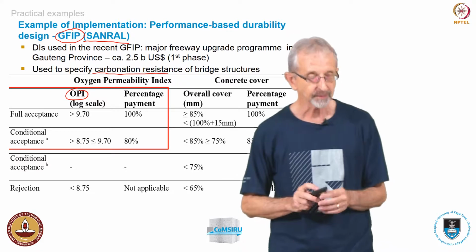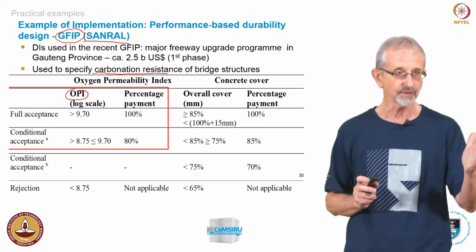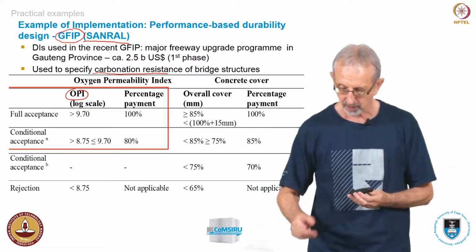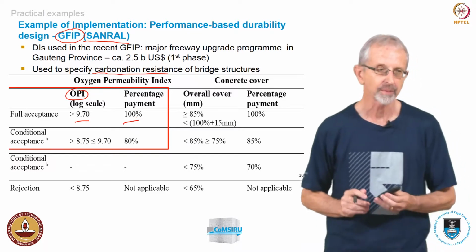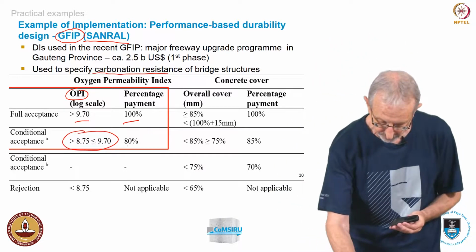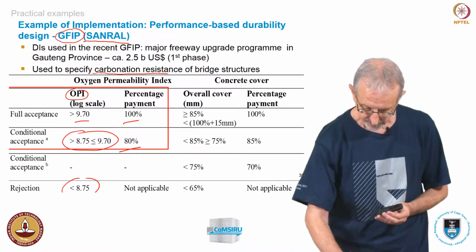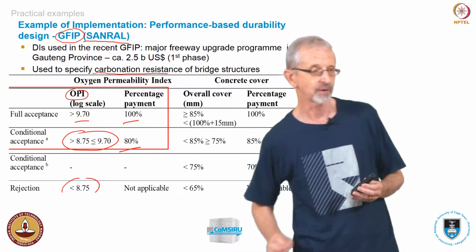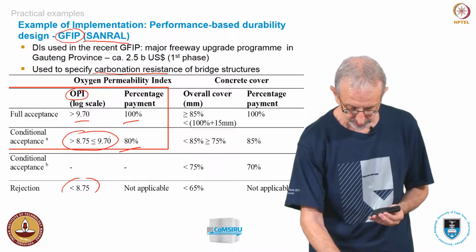And that was the specification. The contractors were required in situ to achieve concrete with an OPI of at least 9.7, in which case they got paid 100% for the concrete. If they achieved values that were less, they only got paid 80%, and below that they got paid, well, nothing at all.